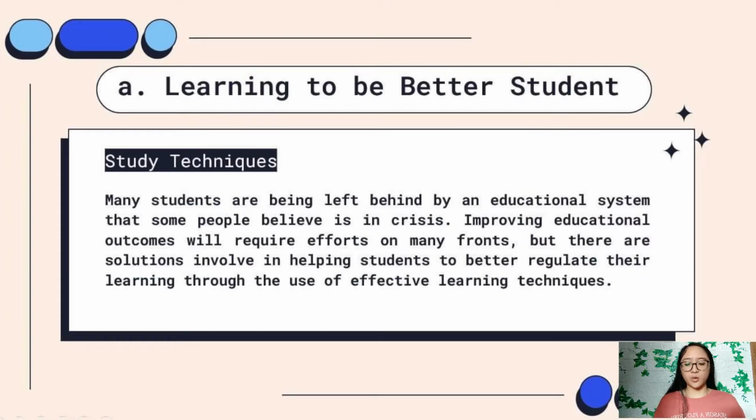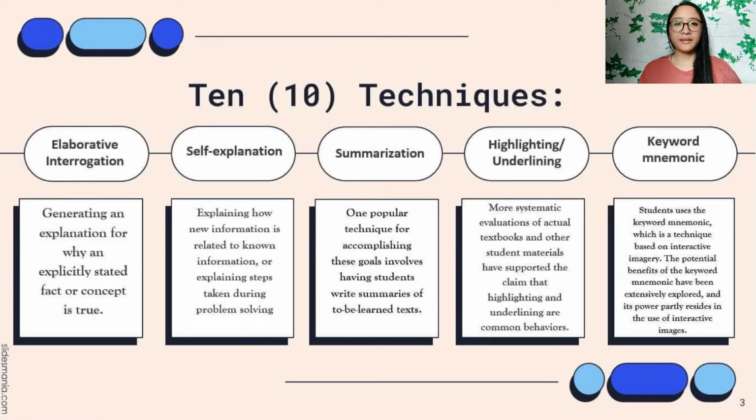Learning to be a better student. Many students are being left behind by an educational system that some people believe is in crisis. Improving educational outcomes will require efforts on many fronts, but there are solutions involved in helping students to better regulate their learning through the use of effective learning. So here are the 10 techniques.